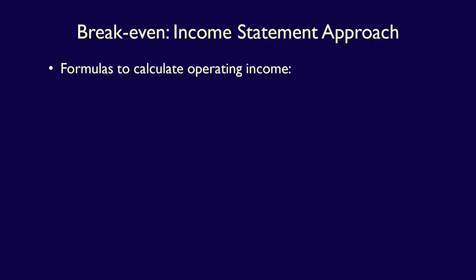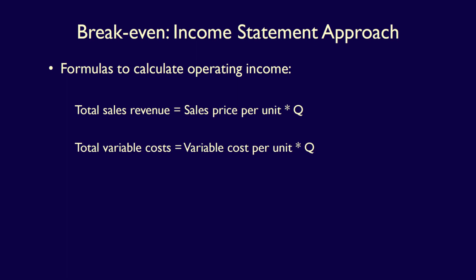In order to use the income statement approach, we have to determine the formula we would use to calculate income. First, total sales revenue is equal to the sales price per unit multiplied by the number of units sold. We're going to use the letter Q to indicate the quantity of units sold. Second, the total variable cost is equal to the variable cost per unit multiplied by the number of units sold, again denoted with a Q. Finally, total fixed costs are equal to, well, total fixed costs.